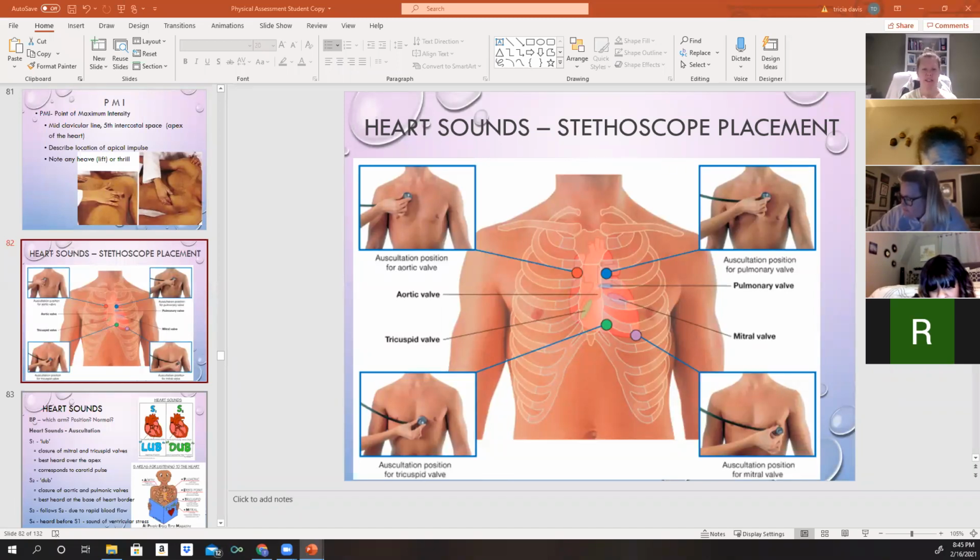S4 is the fourth heart sound. It occurs right before your S1. So it's just the opposite of the lub dub D. It's D lub dub, D lub dub. And we have some abnormal sounds that you guys are going to be able to listen to with the stethoscope this weekend, which is really fun.